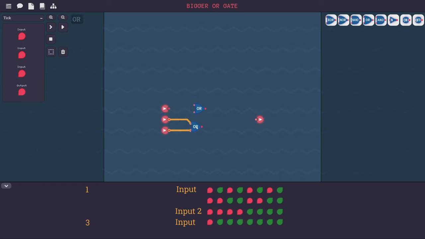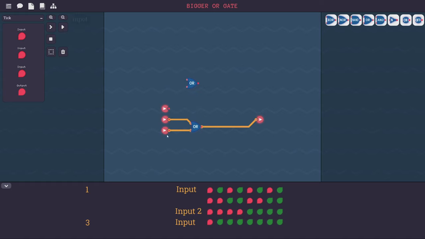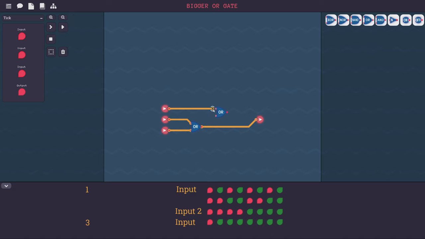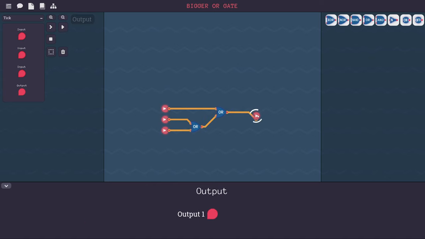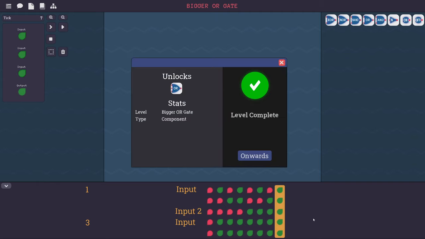Right now, if I were to just connect two of my inputs up to an OR gate, then obviously this is just an OR gate. In order to have this third input considered, why don't we just connect the output to a third OR gate and then connect that to our output here. So now I think if either of these inputs are on, then the output will be on. So if we go ahead and run this logic, it'll verify that we did it. So that unlocked a three-pin OR gate for us.